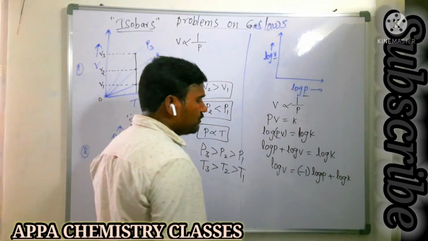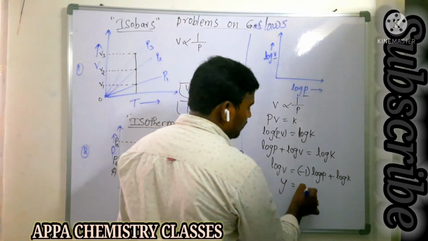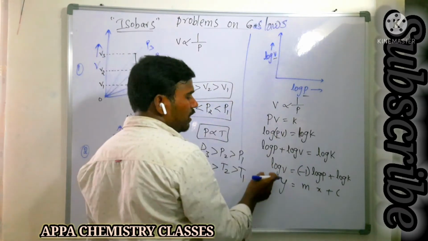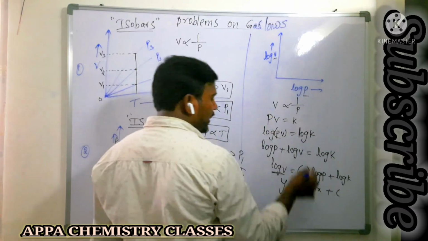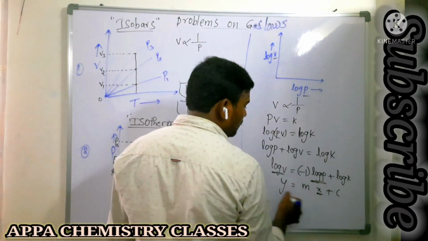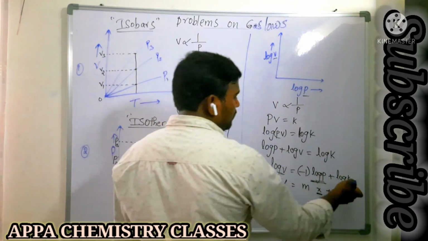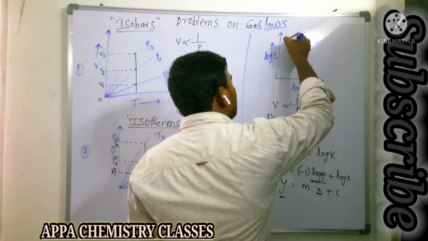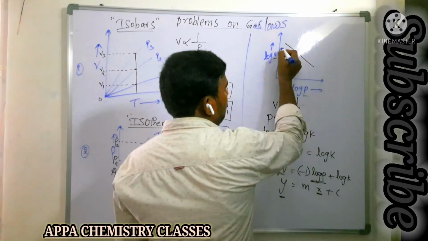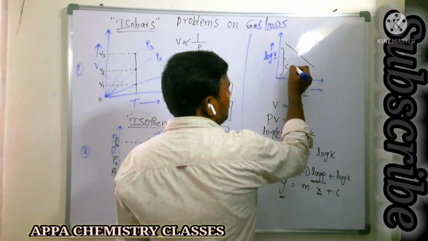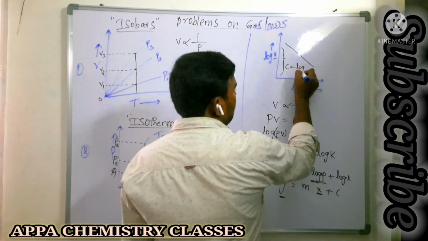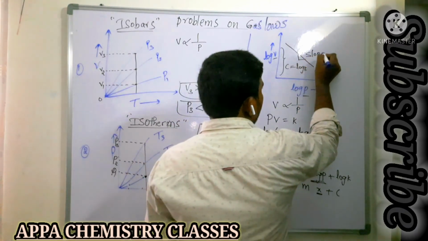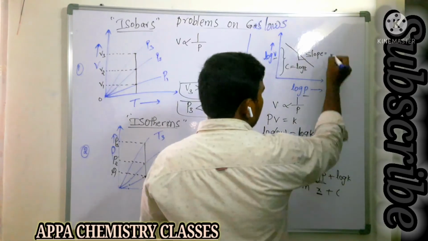You can write it as minus 1 into log P, which is the y is equal to mx plus c form. On the y-axis we have log V, and on the x-axis we have log P. So the intercept will be log K, with a negative slope. Negative slope means we are going to get a curve going in the downward direction. The intercept C is equal to log K, and the slope is minus 1.